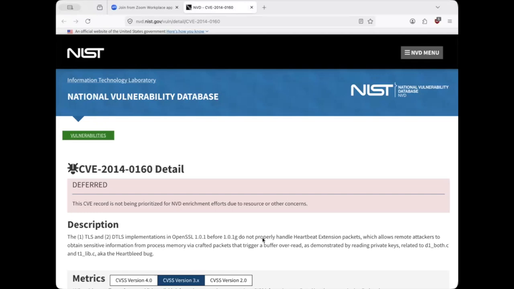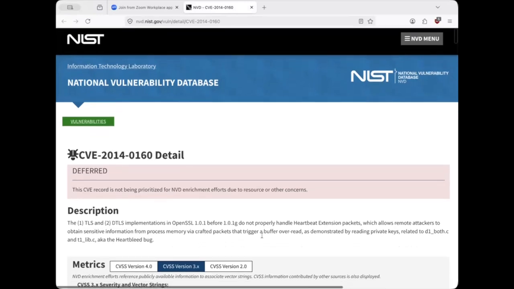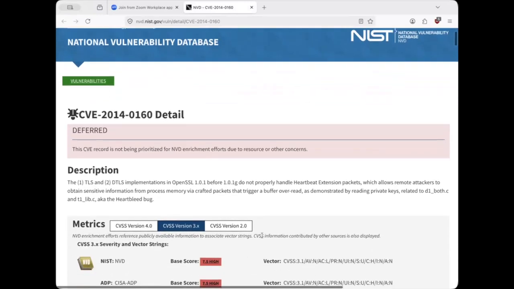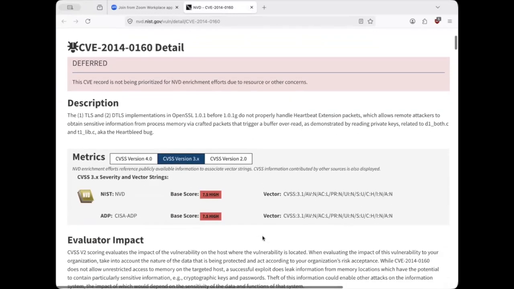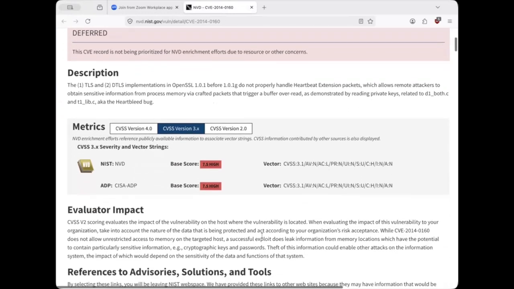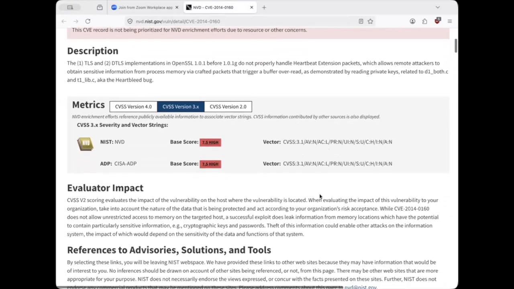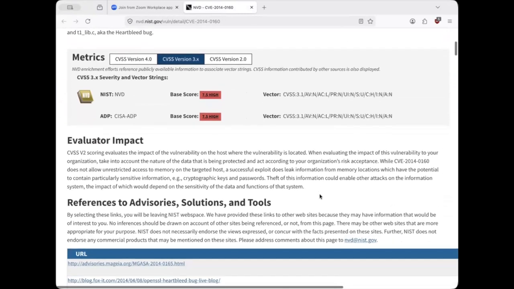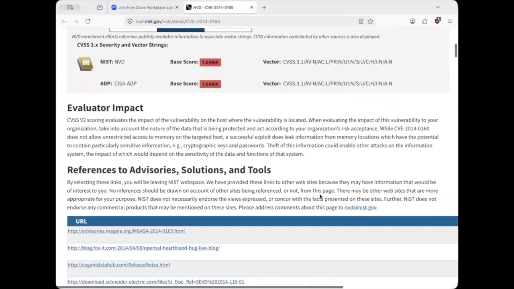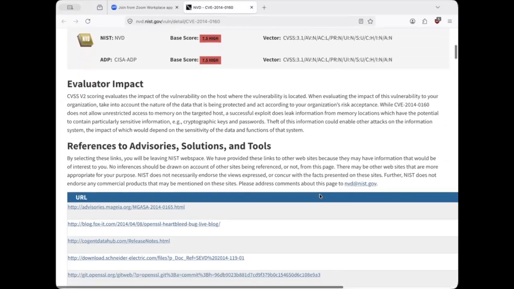All right. So this is an entry for the Heartbleed virus. It gives you a description. It gives you metrics saying that the risk is high, that 7.5 is high risk. Some other information in the form of vectors of analysis. All of this is entered by some human analyst that is looking at this vulnerability.